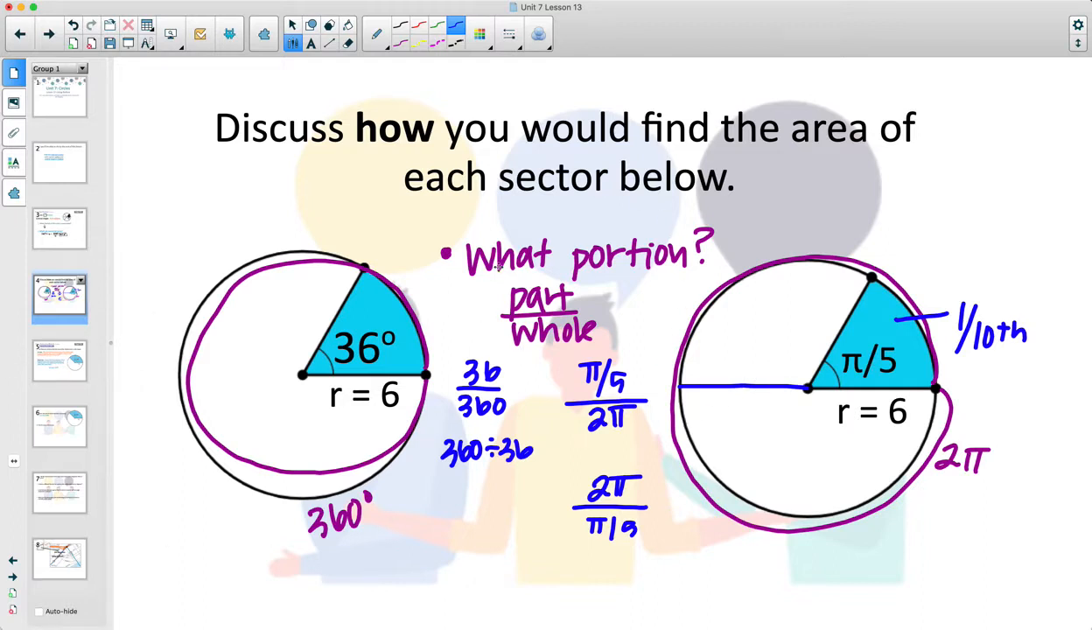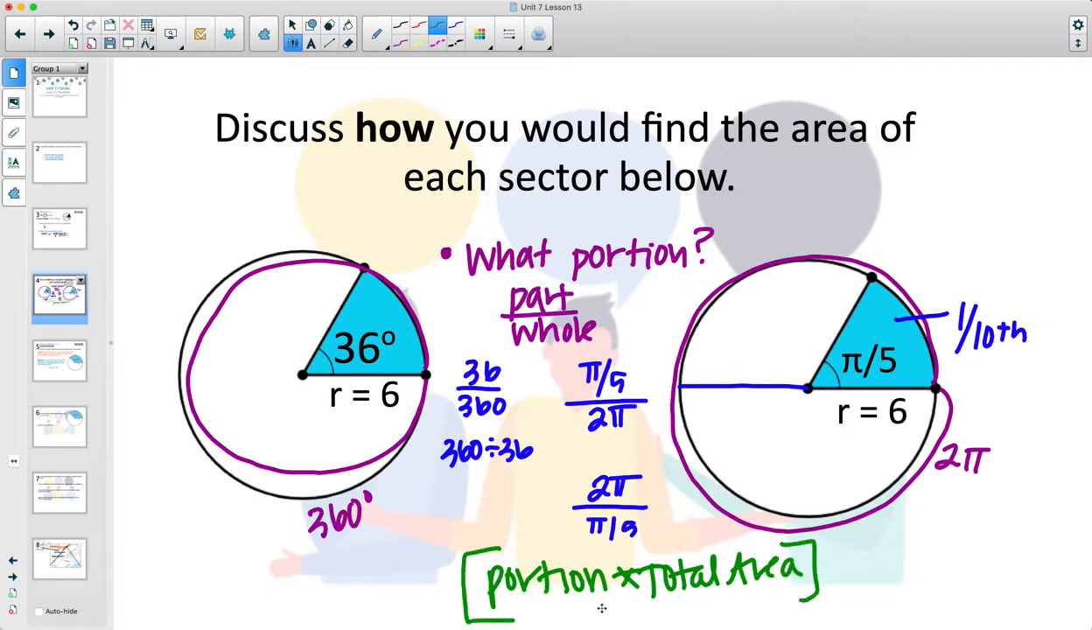And then you would multiply those portions by the total area. Okay, so once you figure out what portion, you'd be doing the portion times the total area. Or if you wanted, you could take the total area and divide it by the number of parts. Okay, you could certainly do total area divided by number of parts as well.